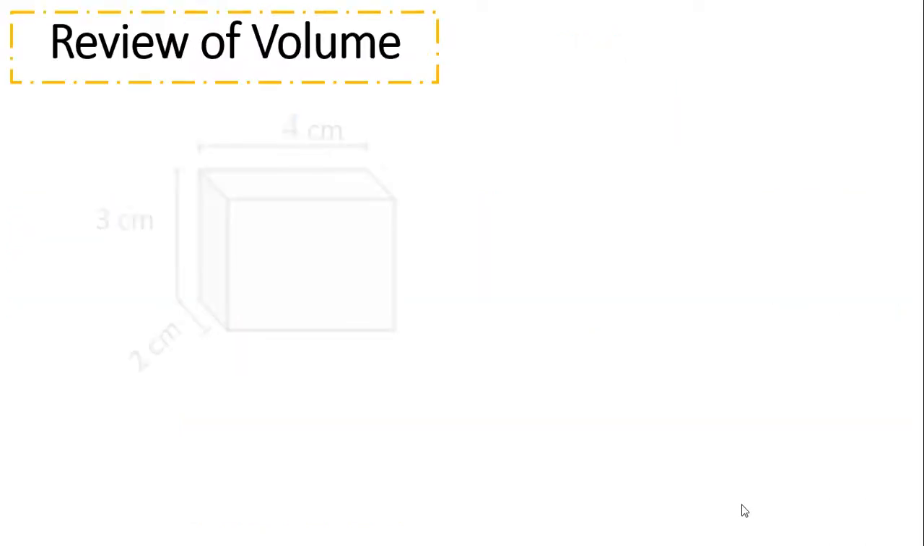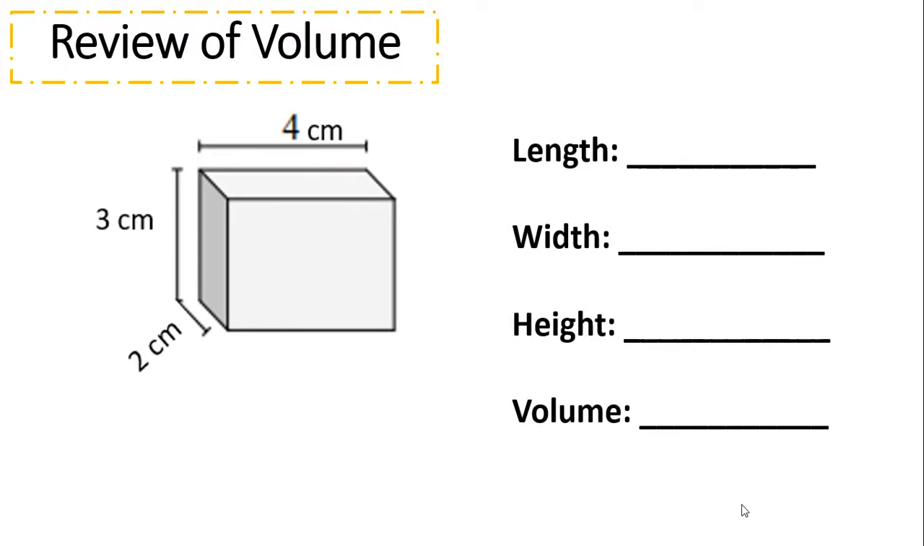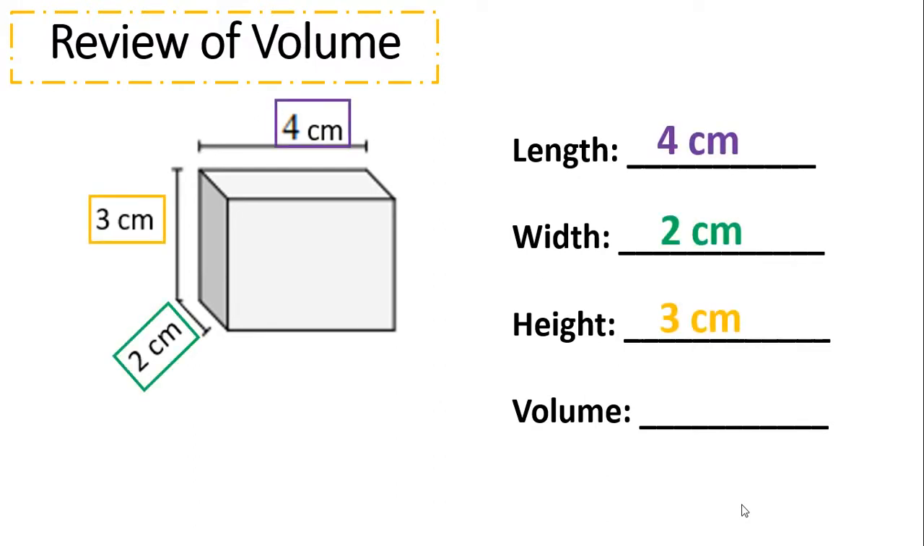Let's review volume quickly. Here we have a rectangular prism. We can multiply the length, width, and height to find the volume. The length is 4 centimeters, the width is 2 centimeters, and the height is 3 centimeters. So we can multiply 4 centimeters times 2 centimeters times 3 centimeters to find our volume.